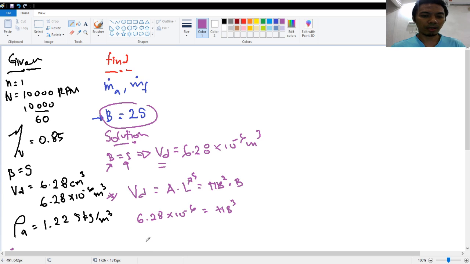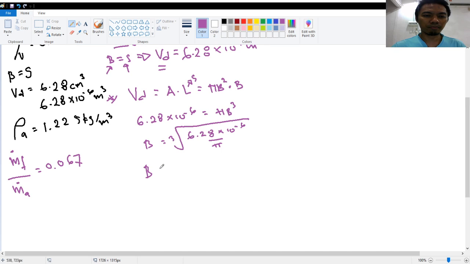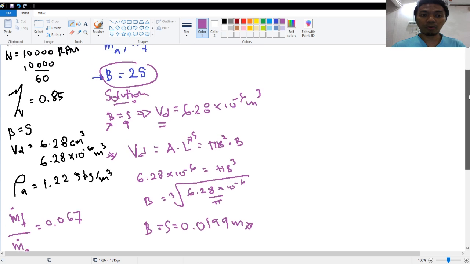So you can find B from this: cube root of 6.28 power of minus 6 divided by pi. So my answer here is B, or your bore and stroke is 0.0199 m. Okay, good. So you have bore and stroke.